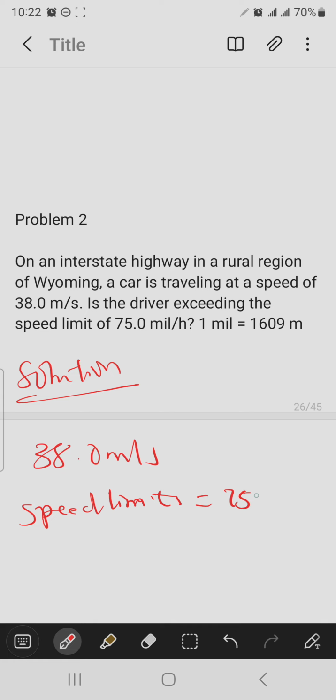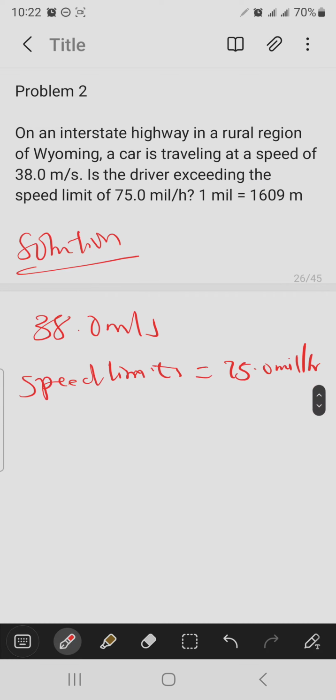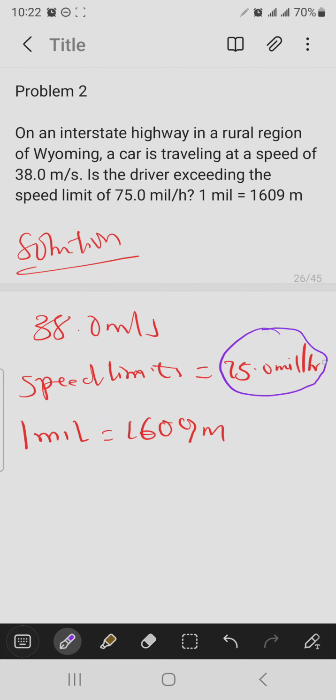75.0 miles per hour? From this explanation, 1 mile equals 1609 meters. One thing they are going to do is calculate this 75 miles per hour in meters per second and find which one is greater. Otherwise, you are not going to know if the driver is exceeding the limit or not, whether running faster or slower.